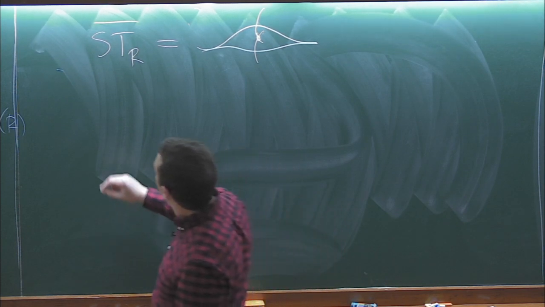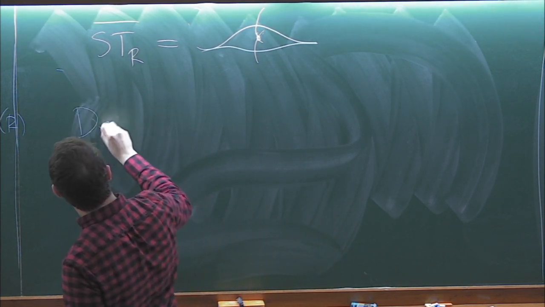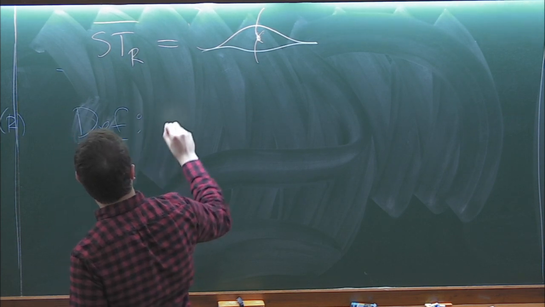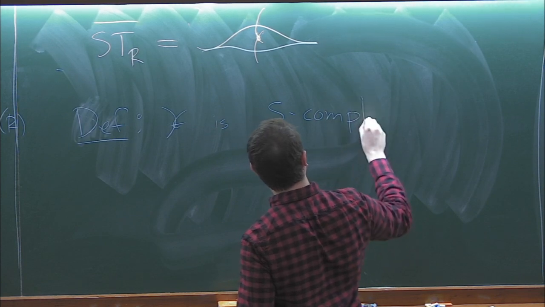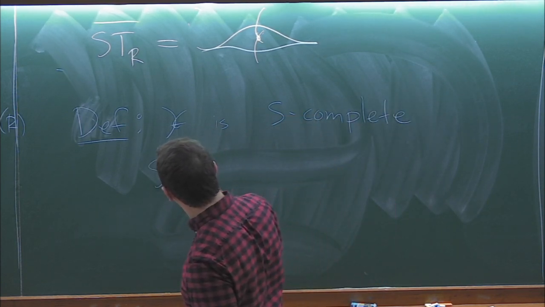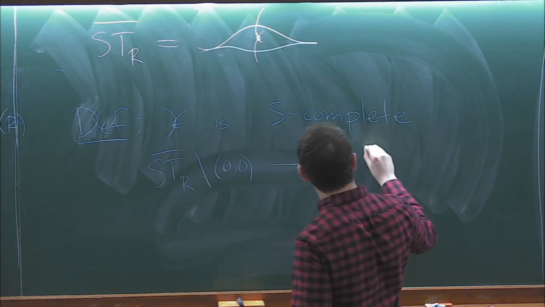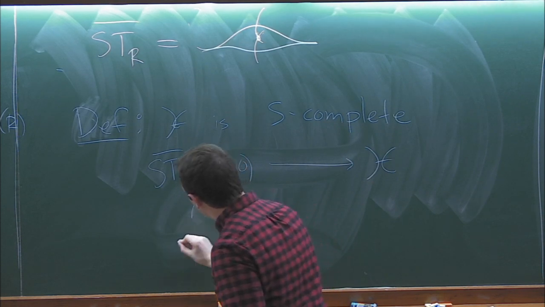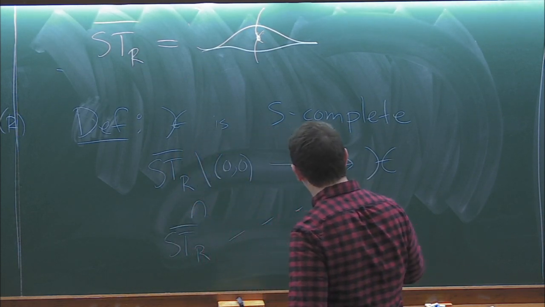Okay, so the definition of S-completeness: X is S-complete if, for any diagram of the following kind, so if I have [S,T]/R bar minus (0,0) mapping to X, this sits inside [S,T]/R bar, and there should exist a unique filling like this.